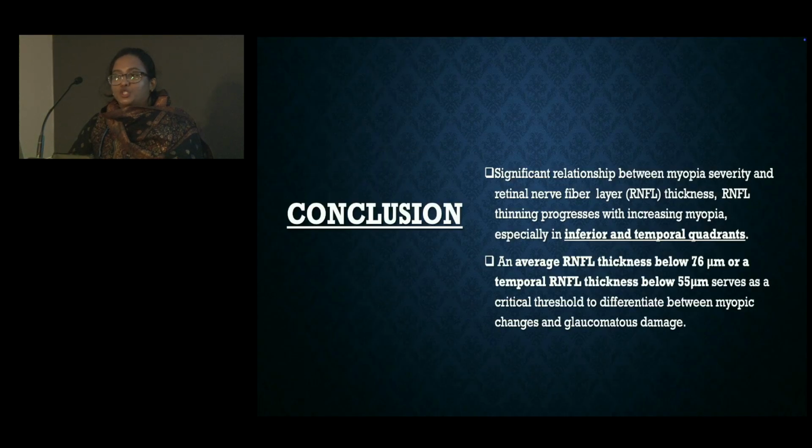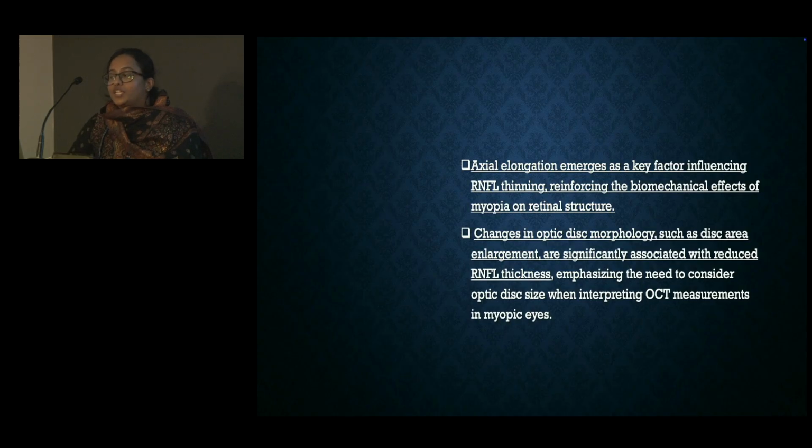Conclusion of my study: there is a significant relationship between myopia severity and RNFL thickness, and RNFL thinning progresses with increasing myopia, especially in the inferior and temporal quadrants. An average RNFL thickness below 76 micrometer or temporal RNFL thickness below 55 micrometer serves as a critical threshold to differentiate between myopic change and glaucomatous damage. Axial elongation emerges as a key factor influencing RNFL thinning, reinforcing the biomechanical effect of myopia on retinal structure.